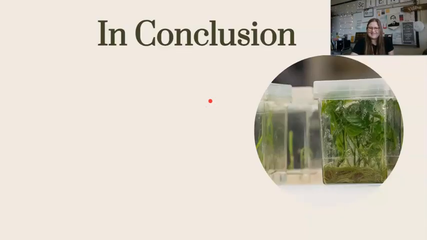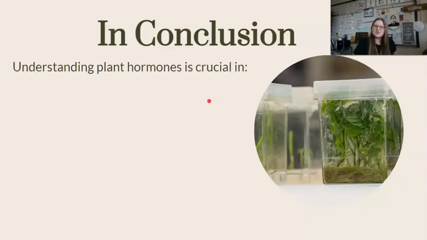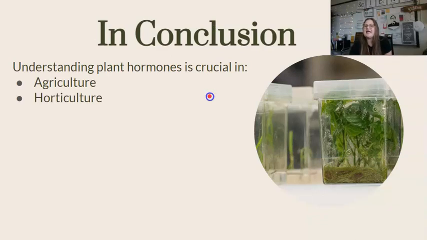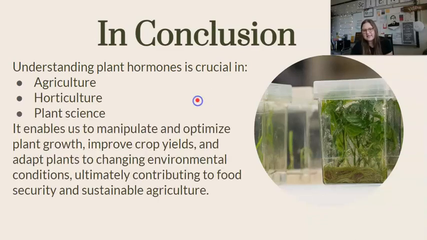So in conclusion, understanding plant hormones is crucial in agriculture, horticulture, and plant science, and it enables us to manipulate and optimize plant growth, improve crop yields, and adapt plants to changing environmental conditions, ultimately contributing to food security and sustainable agriculture.